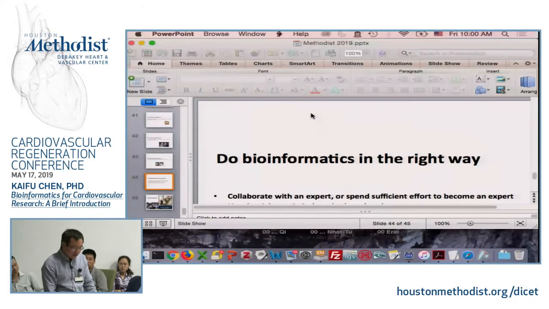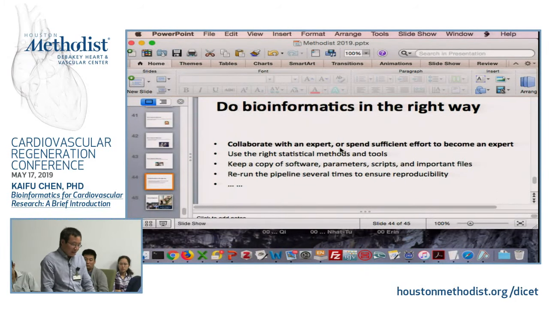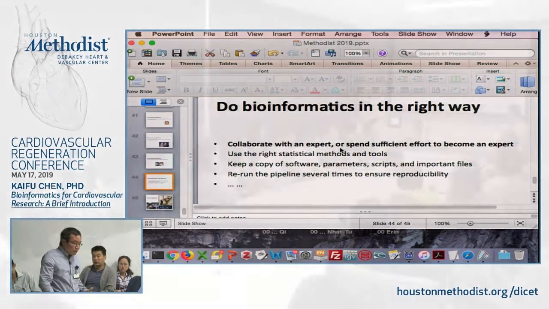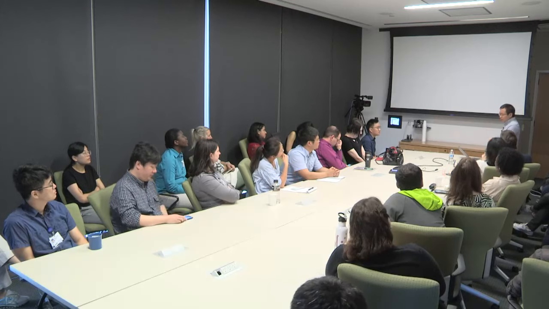So our suggestion is, if you really need bioinformatics or if you really want to do bioinformatics, I think there are multiple ways you can do it. You can either collaborate with a real expert or spend enough effort to become an expert, to really know what we are doing. And also there are many other important things. For example, always be sure to use the right statistical methods and use the right tools in the right ways. And also, always keep a copy of the software you use, because this software keeps updating.